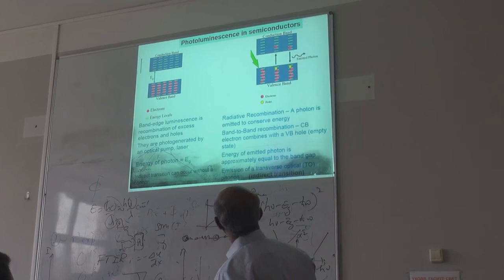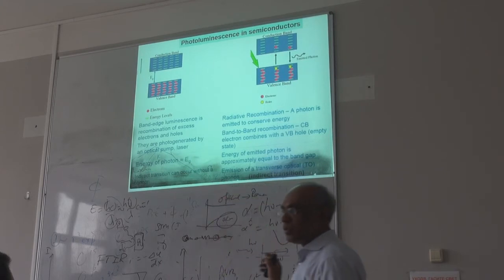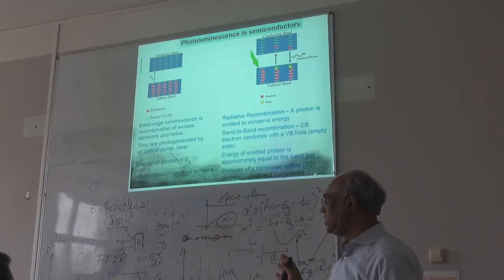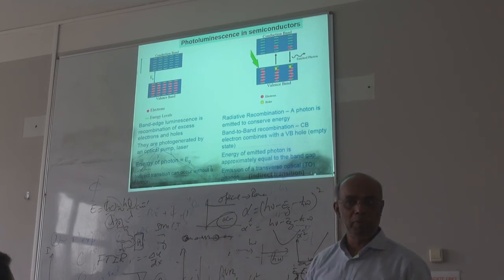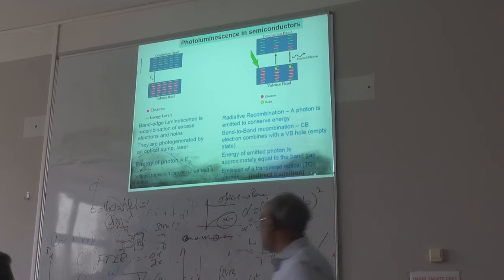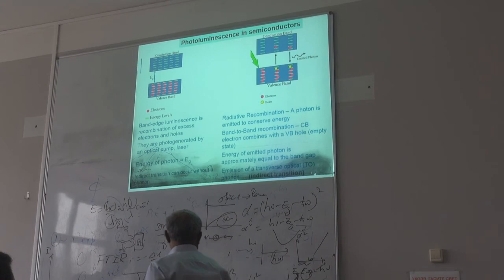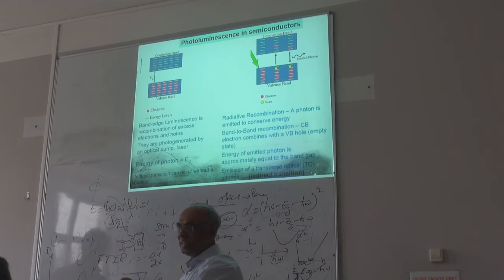So last thing, luminescence. Last thing, photoluminescence. That's also a very important technique. People are familiar with photoluminescence. In a semiconductor, if you can excite an electron from here to here, then you have a hole here, right? And you have the electron here. Then they like to come back together, right? Combine. We call this recombination.